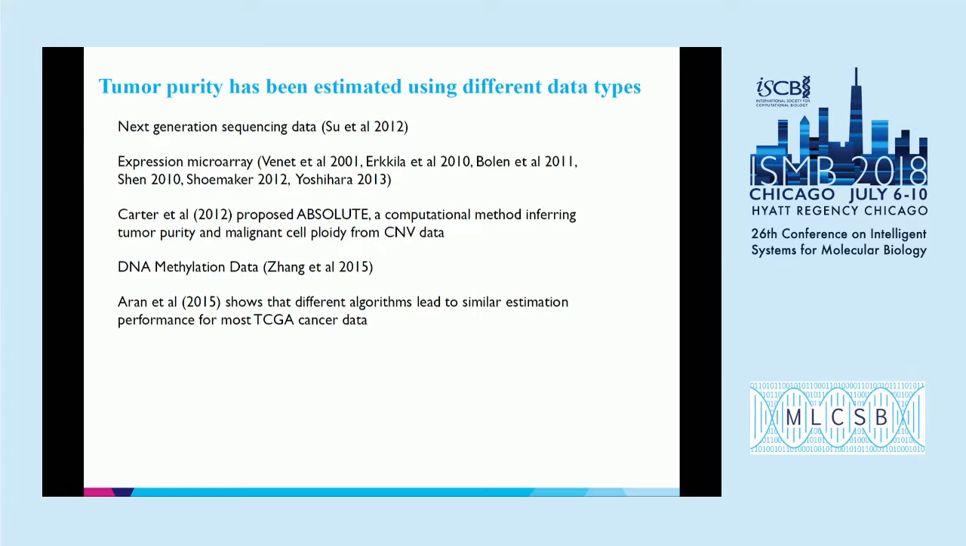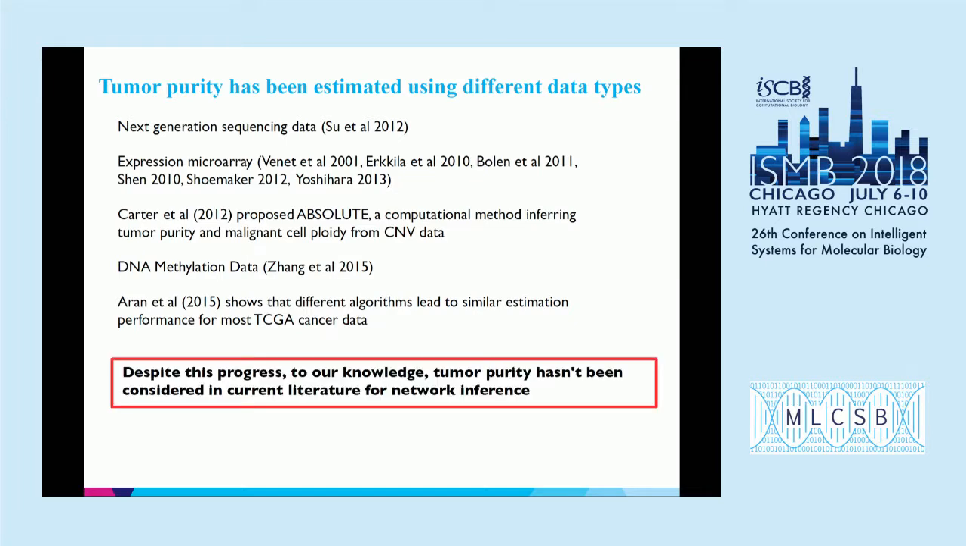Tumor purity has been estimated using different data types. In the last years, many methods have been proposed. Some of them infer tumor purity from sequencing data, others from copy number variation or methylation data. Then there is a nice review paper that compares different methods on all TCGA data sets, and they show that most of the algorithms converge in the estimation of tumor purity. That's nice to know. But despite this progress, to our knowledge, there is no algorithm that takes tumor purity into account when constructing a co-expression network, and this is what we do.